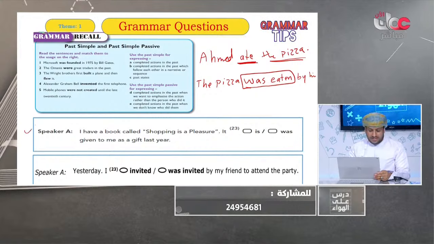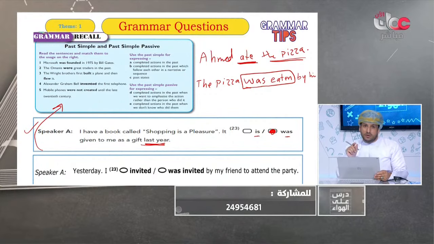Those are the questions here. For example, speaker A: I have a book called Shopping is Pleasure. It dash is or was given to me as a gift last year. The book was given to me. So the correct answer, this question is related to the past simple passive. So you have to be careful. The exam writer will target the grammatical point, and sometimes they will bring some question related to previous grammatical points you have covered in previous grades. All right, so it will be very basic and easy questions.